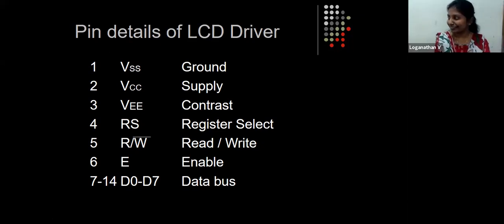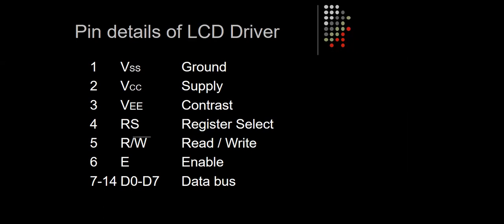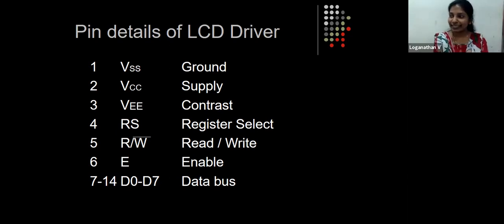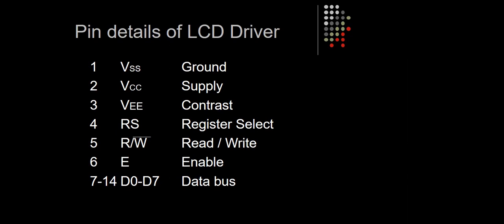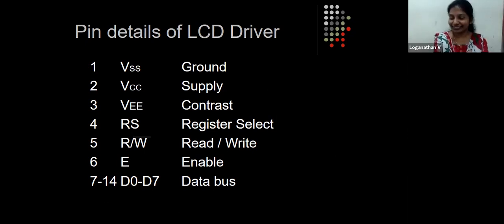CC means what? You have studied transistors, right? What are the three terminals? Collector, base, emitter. Then what is CC here? Collector. Common collector. Then E means emitter.